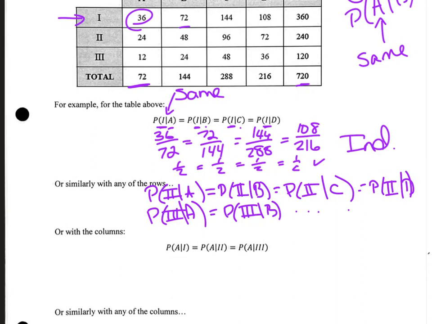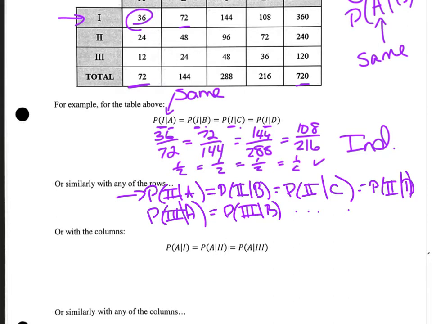So for this one here, it would be 24 over 72, 48 over 144, 96 over 288, and you'd have to see if those numbers are the same. They always will be. If one is in proportion, they're all in proportion.